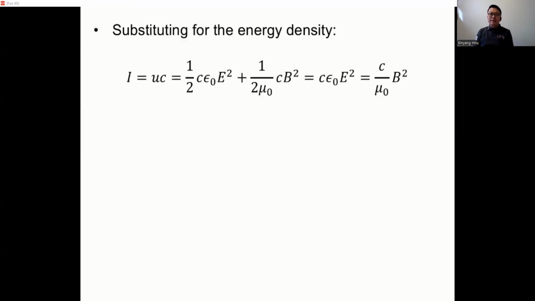So intensity is then u times c. u is 1/2 epsilon naught E squared, times c, plus the second term, 1/2 mu naught B squared, also times c. Then again, you can use the equation E equals C times B. So it can be purely in terms of the electric field times the constants, or just the B field times the constants or divided by the constants.